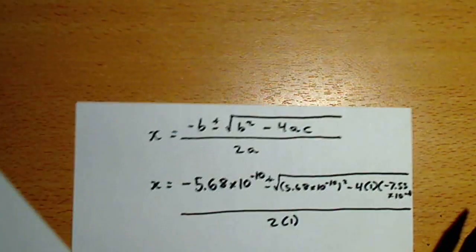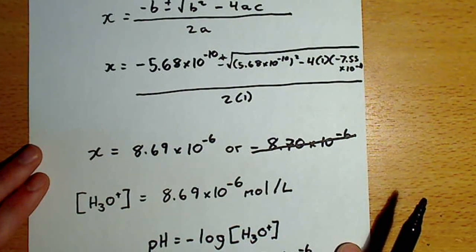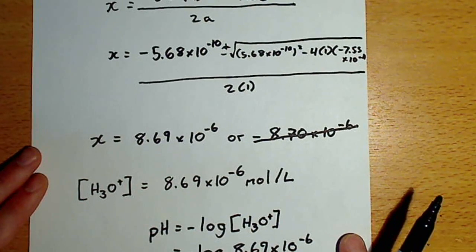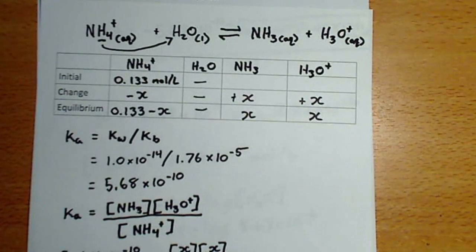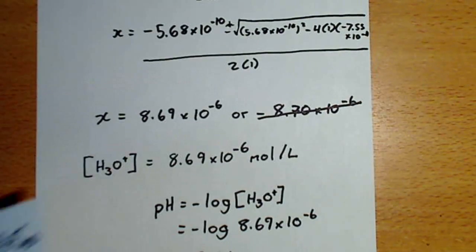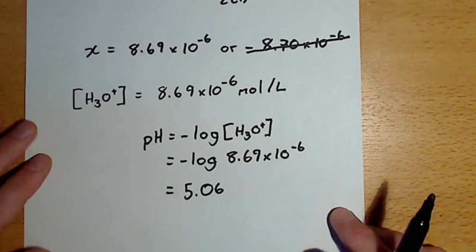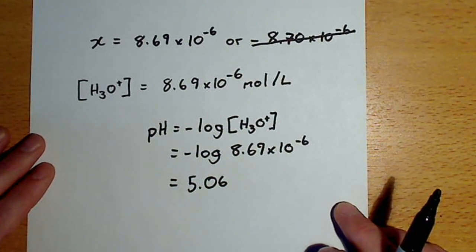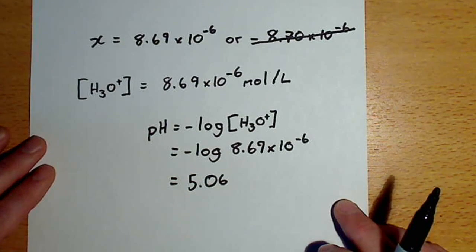I ended up getting two values of X, one positive and one negative. However, since a concentration cannot be negative, I only have to consider the positive value. As shown in my ice table, X is the concentration of my hydronium ion, so I set my concentration equal to the value for which I've solved. Knowing the value of my hydronium ion concentration, I was able to solve for my pH by taking the negative log, and I got a value of 5.06, which is the answer to the question.